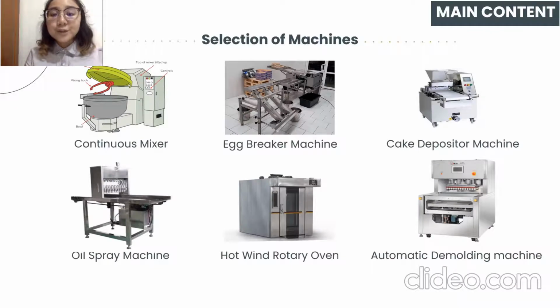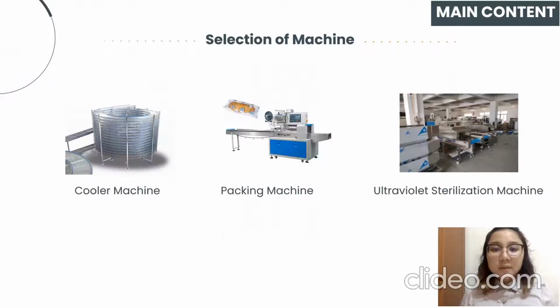The selection of machines for our factory includes a continuous mixer, egg baker machine, cake depositor machine, oil spray machine, hot wind rotary oven, and also automatic demolding machine. Besides that, a cooler machine is required together with a packing machine and the most important thing, which is the ultraviolet sterilization machine.